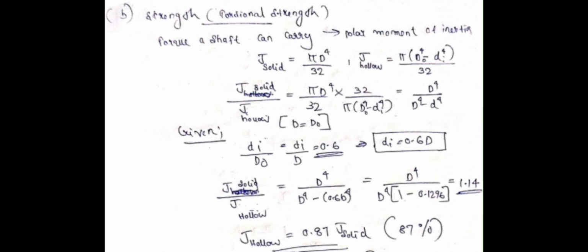Similar way, we are also asked to find the stiffness. Stiffness also depends on the polar moment of inertia value. So same way we have to take the ratio between hollow and solid, and express one in terms of the other. Since stiffness also depends on the polar moment of inertia, we are also getting the same result, I mean 87%. The hollow will be 87% of the stiffness of the solid. So this is the way to solve this question.